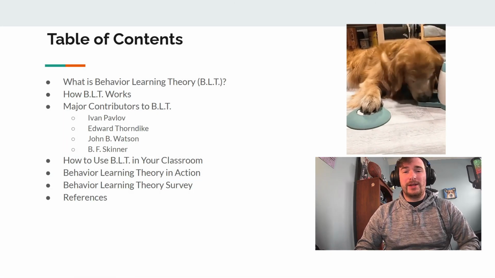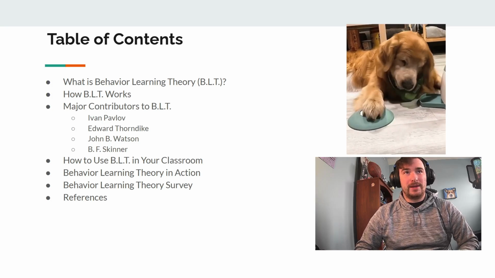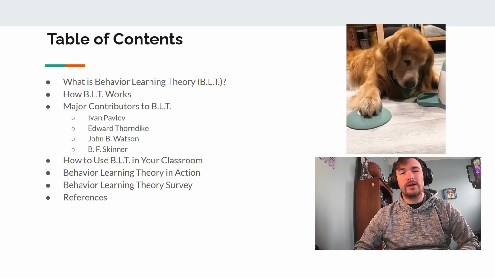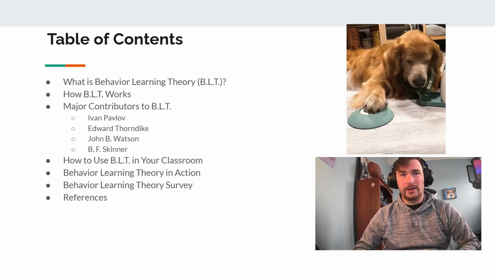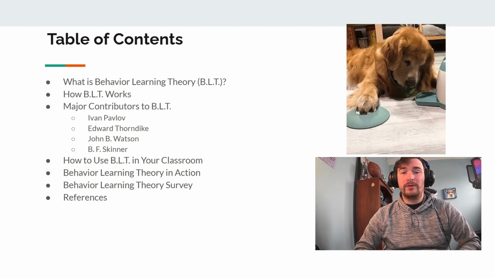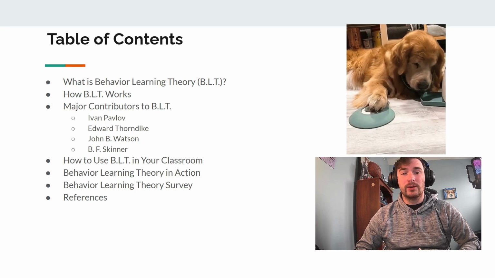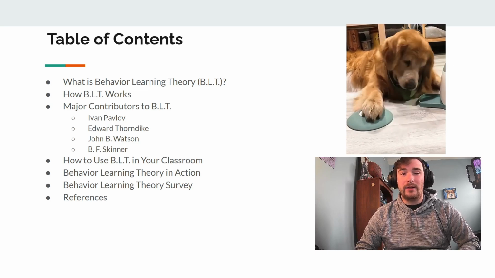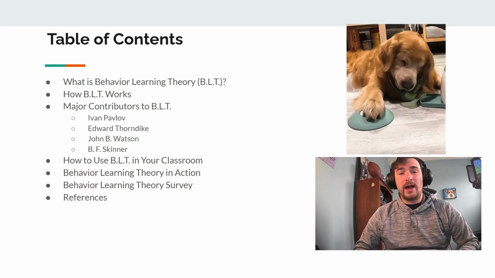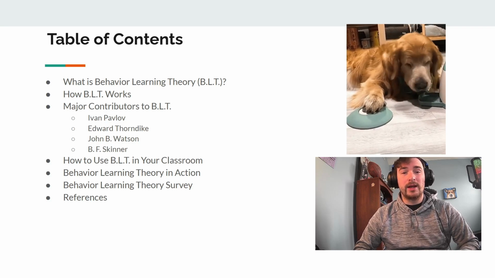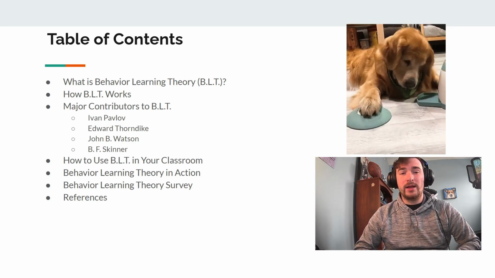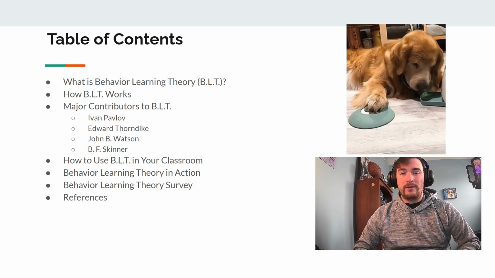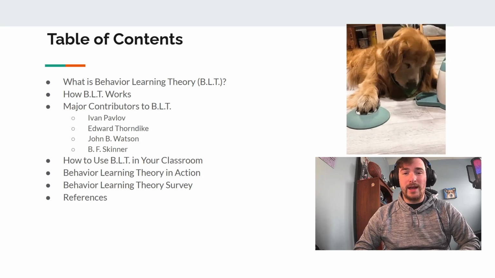Today in the presentation, we'll be touching on these topics. First, I'll introduce what is behavior learning theory. Then I'll go on to describe how behavior learning theory works. After that, we'll briefly discuss some of the major contributors to behavior learning theory and the effect that their contributions had on BLT. Then we'll discuss how to use behavior learning theory in your classroom. Then we'll take a look at an example of how behavior learning theory works in the classroom. Finally, there will be a brief survey at the end for you to discuss.